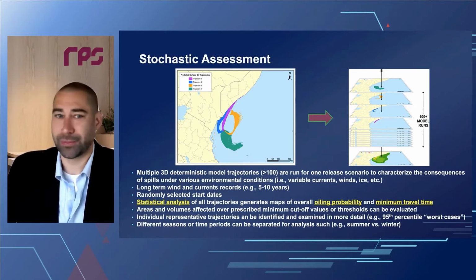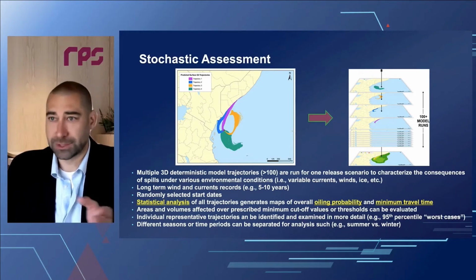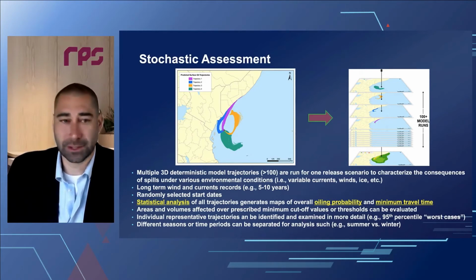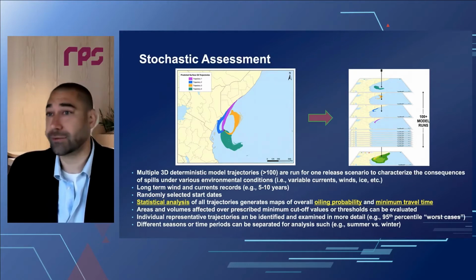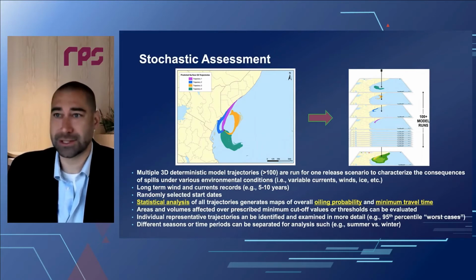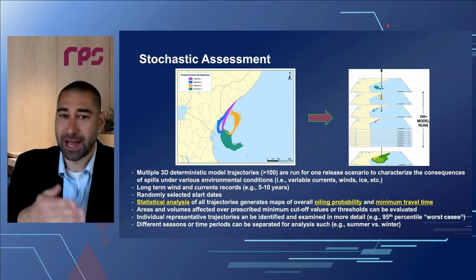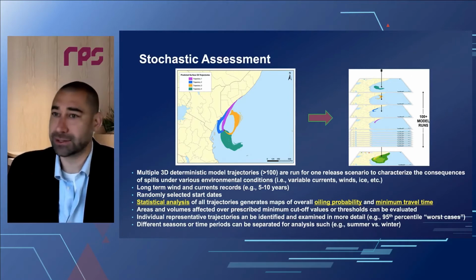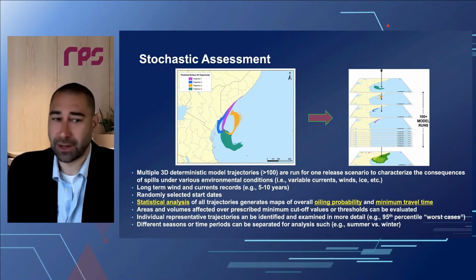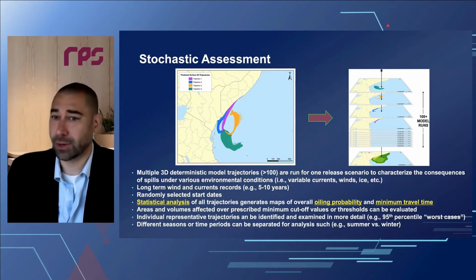Maybe that orange one is April 3rd at 3 p.m. And we'll see where that release goes based on the winds and the currents. Maybe that magenta one is January 24th at 7 p.m. It goes a different direction because the winds and the currents and the tides were doing a different thing on that day. And what we can do, by staggering the start dates over multiple years, 5 to 10 years, and running hundreds of different scenarios with randomly selected start dates, is begin to develop a statistical approach to determine where oil has a likelihood of going.